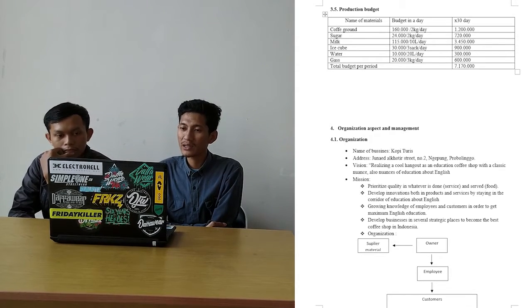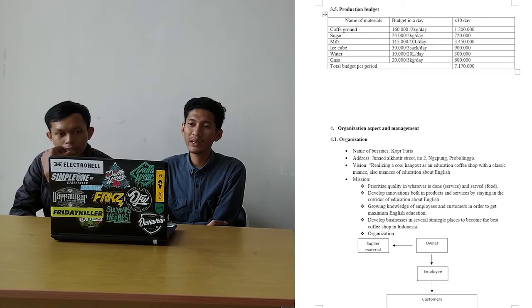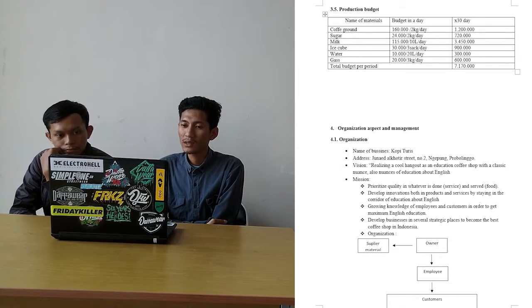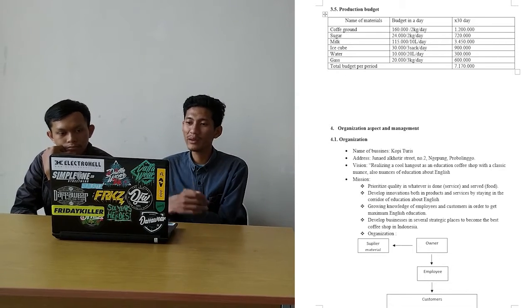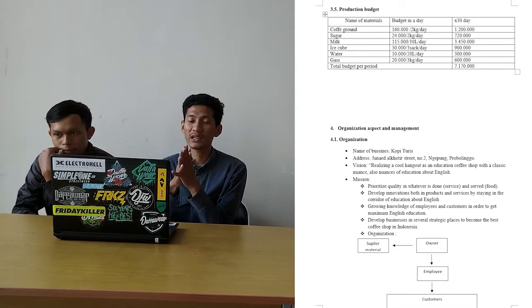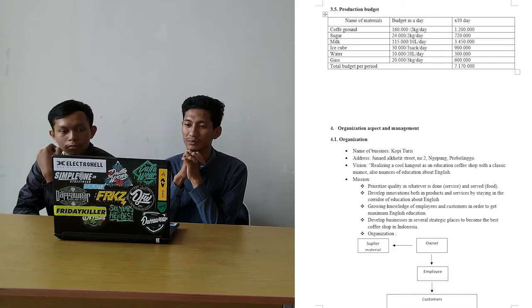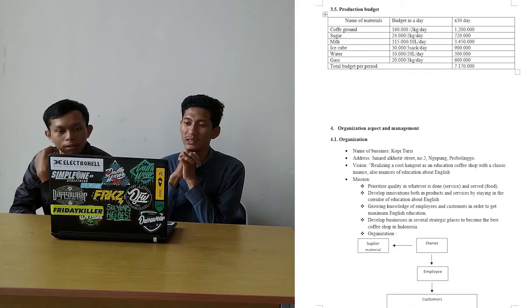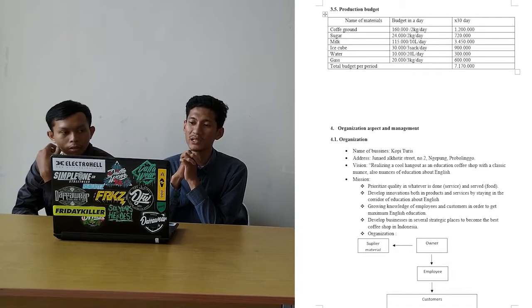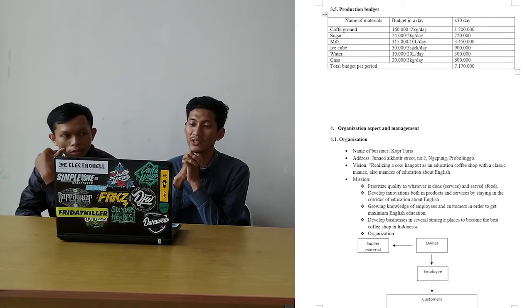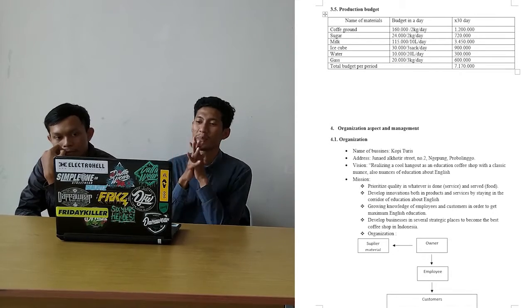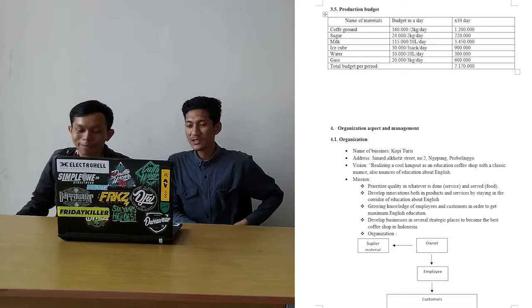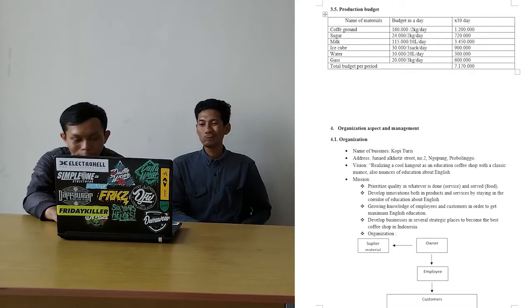So it means we have to make the budget for 30 days. So the total is 7,170,000 in a month. Okay, the next aspect will be presented by Yunus.